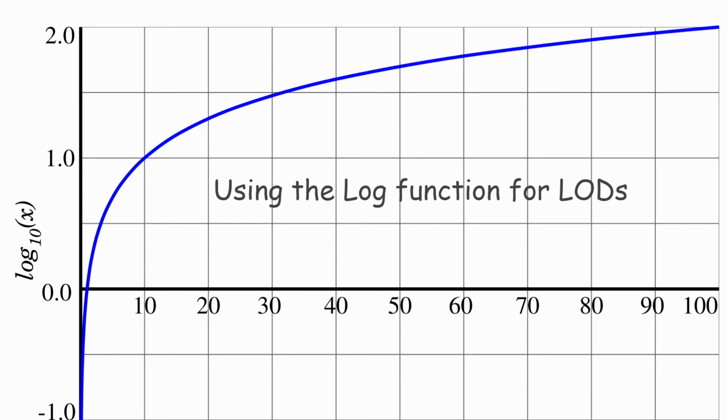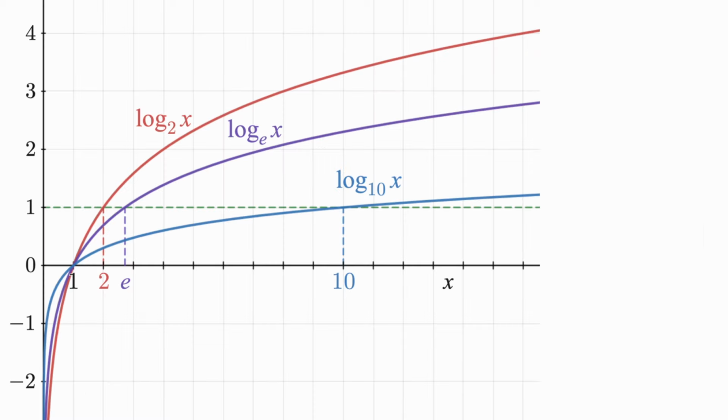To actually calculate the LOD, we will use the base 10 log function. In general, the log function is a popular method for calculating things that gradually fall off, like LODs. In this example, we can see the behavior of the base 10 log compared to other log functions. The base 10 log of 1 is of course 0, because 10 raised to the power of 0 is 1. The base 10 log of 10 is 1, the base 10 log of 100 is 2, and so on.